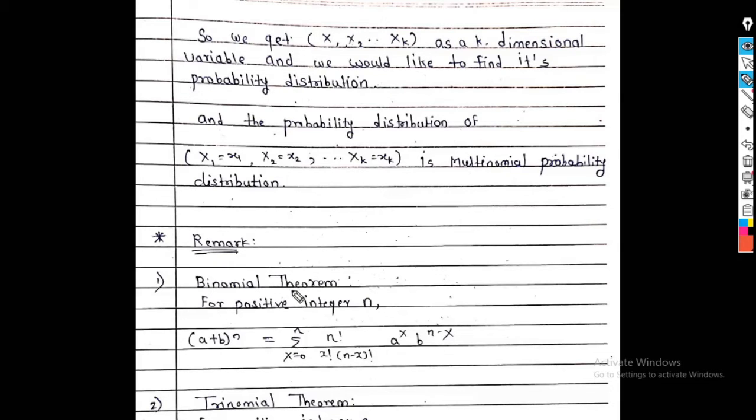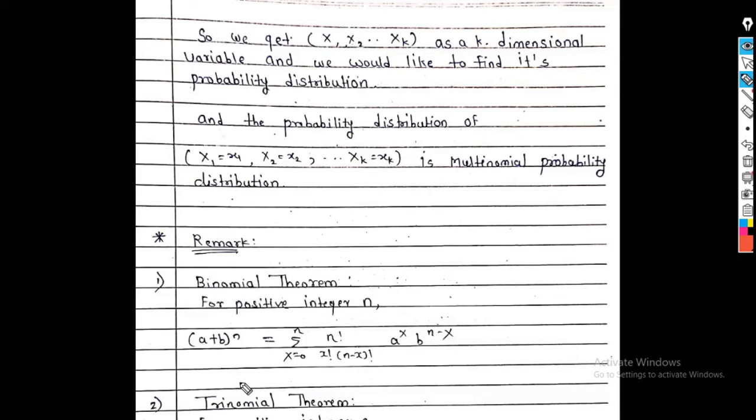For finding the PMF of the multinomial probability distribution, we require the multinomial theorem, and the multinomial theorem is derived from the binomial theorem. So first we will see what is meant by the binomial theorem. We know that for positive integer n, (a plus b) raised to n is equal to summation x equal to 0 to n of n factorial divided by x factorial into (n minus x) factorial into a raised to x into b raised to n minus x. This is simply the binomial theorem for two values.